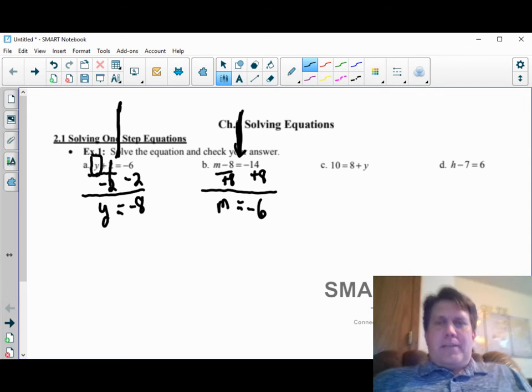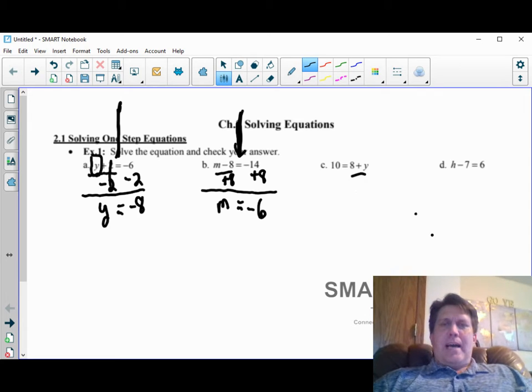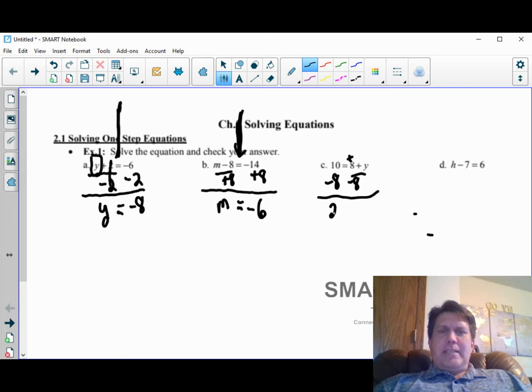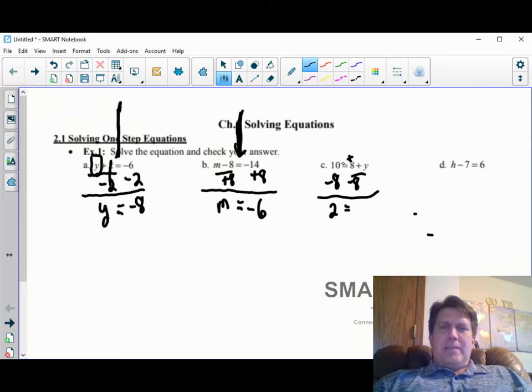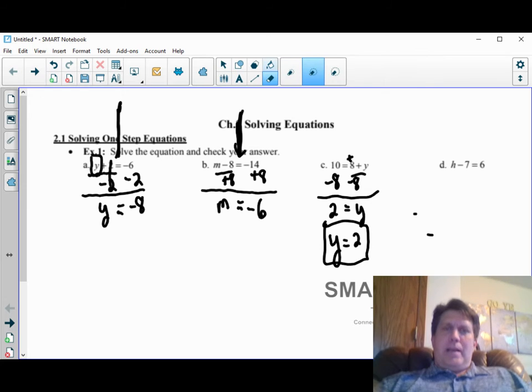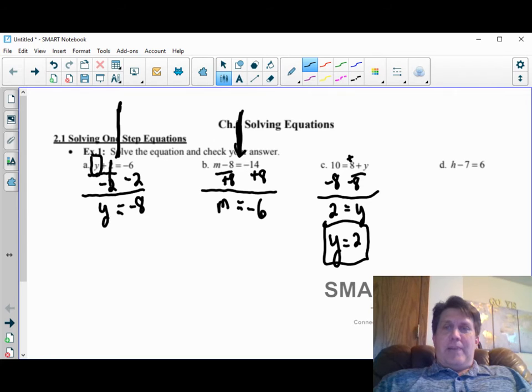Okay, this one's a little different because the variable's on the other side. Now that 8 would be a positive 8. So to do the inverse operation or the opposite of that, we would subtract 8. On this side, we would get 2. We'll keep the equal sign in line, so we're straight up and down. And over here, we would get y. Now, you can rewrite it. Most students do, and they write y equals 2 so that it looks the same as the other problems. That's using the symmetric property that the two halves are equal.